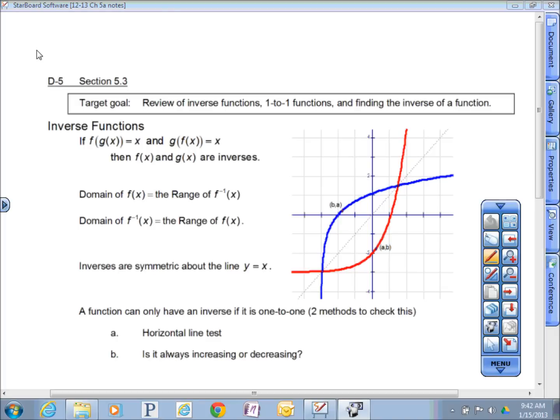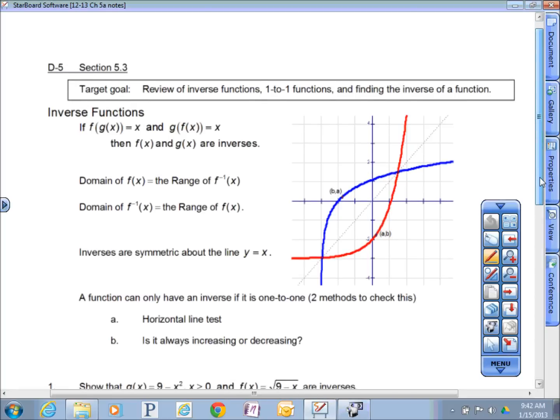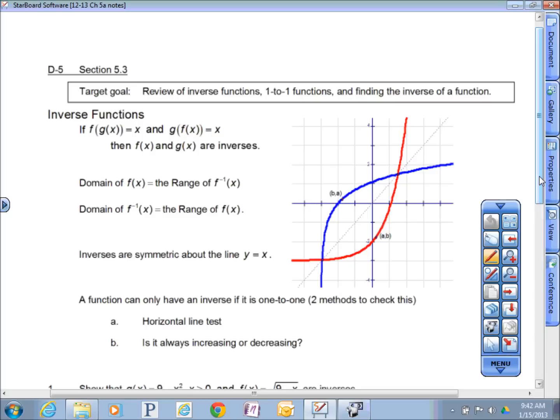Fifth day of chapter 5. We're working in section 5.3, and we're talking about inverse functions. Now, I'm hoping that everything that you see on the screen is a review for you from your days in either Algebra 2 or pre-calculus. So, just a little bit of a review as far as inverses.